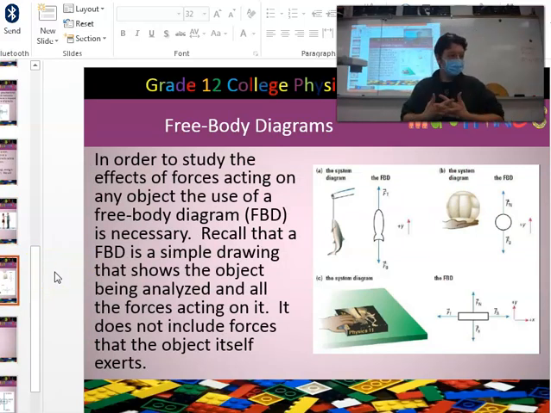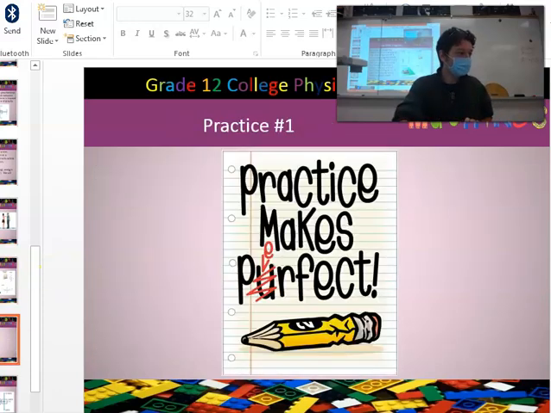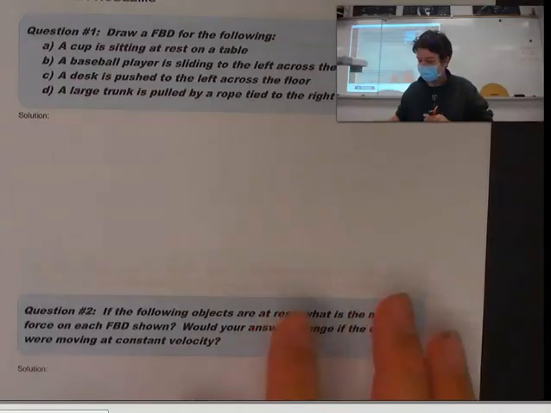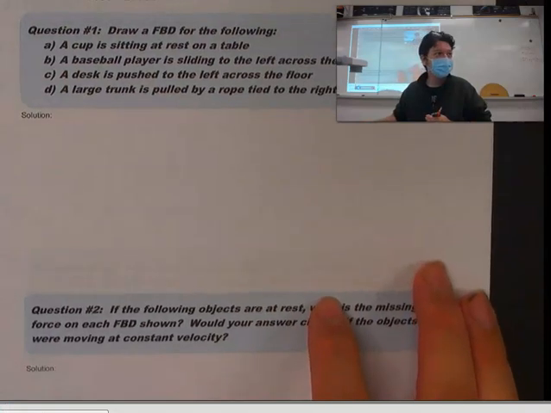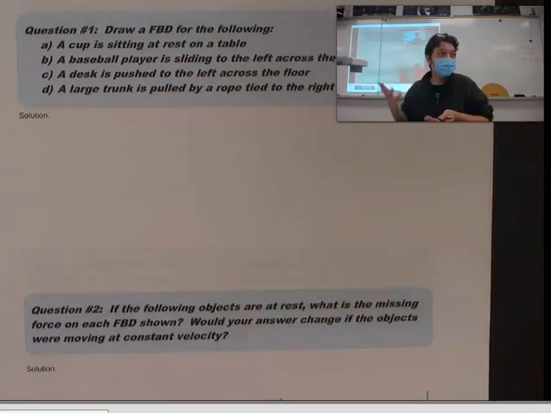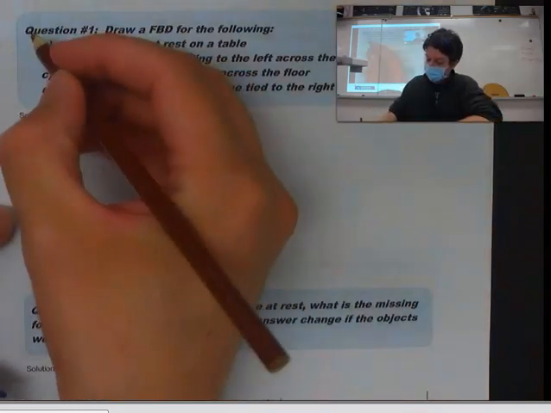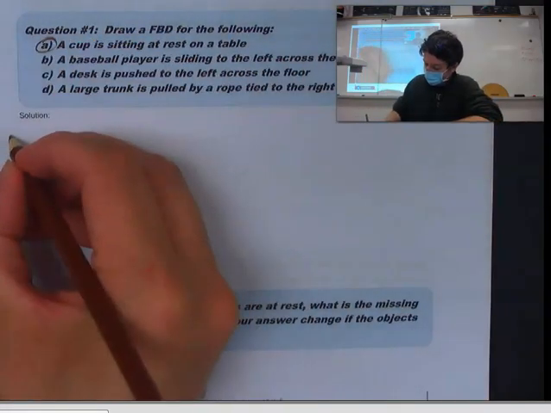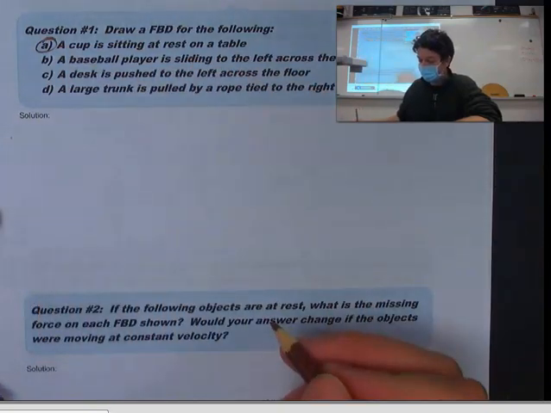All right, so we're going to practice with some free body diagrams. Let's go over question number 1. Question number 1 is just practicing drawing a free body diagram for different situations. So for A, we have a cup sitting at rest on a table.